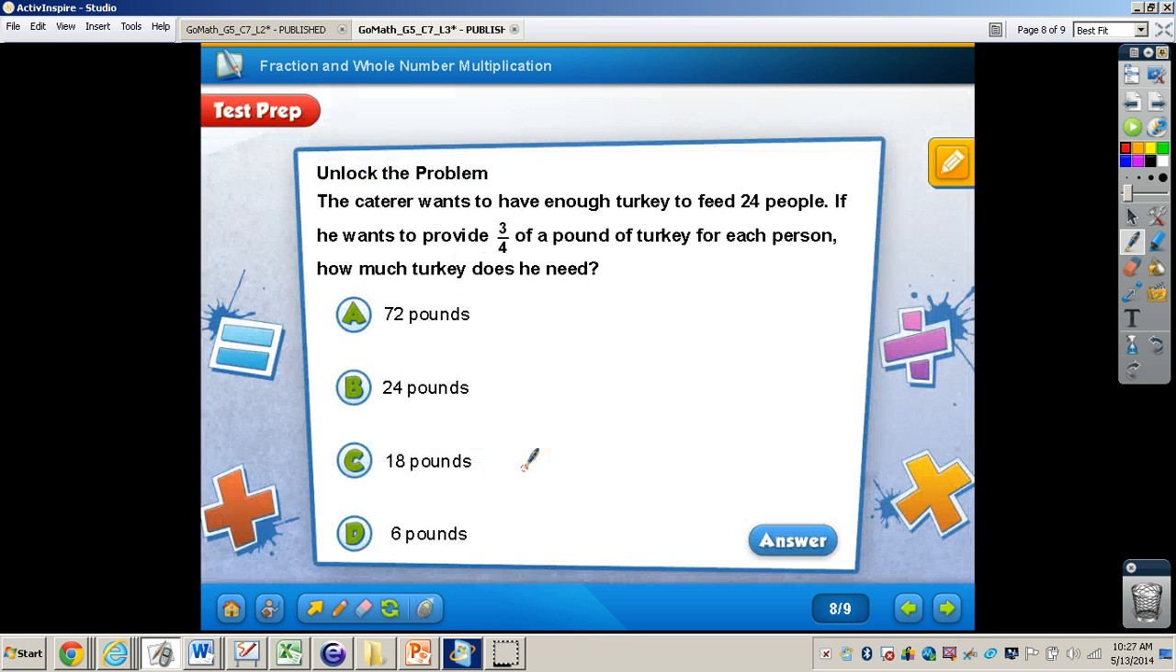Now I want you to do this problem all by yourself, and when you're finished with it you can press play and I will have the answer for you. So pause the video now. Okay, now we can see the answer for this is letter C, which is 18 pounds.